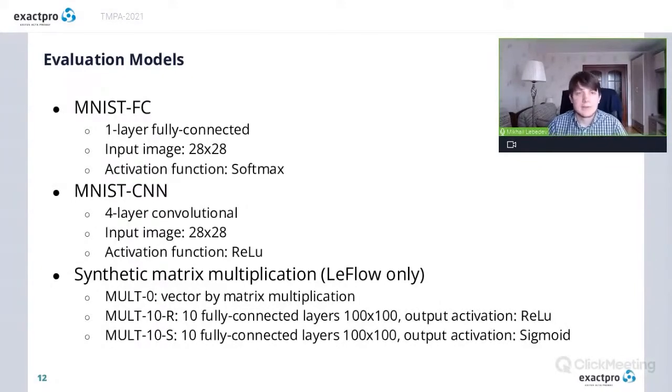So the first two models are the neural networks which can recognize the digits from the MNIST dataset. The first network is fully connected, and the second network is a convolutional neural network. And the last group of models are synthetic matrix multiplication, which we used to evaluate the LeFlow tool.